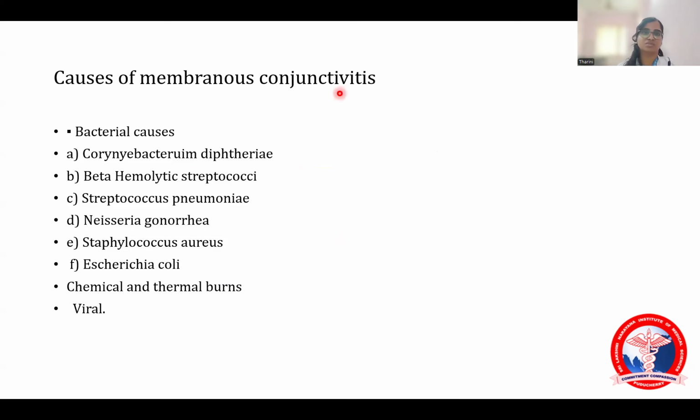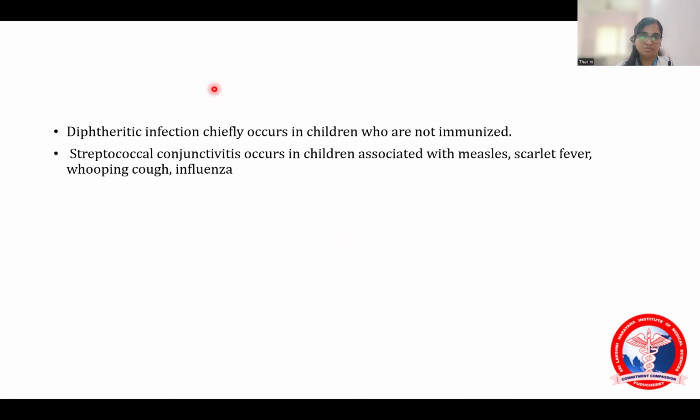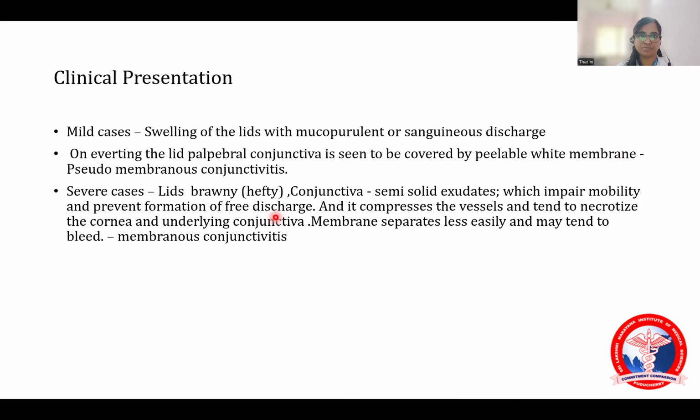Causes of membranous conjunctivitis. Bacterial causes include Corynebacterium diphtheriae, beta hemolytic streptococci, Streptococcus pneumoniae, Neisseria gonorrhoeae, Staph aureus, E. coli, chemical and thermal burns, and viral causes. Diphtheritic infection chiefly occurs in children who are not immunized. Streptococcal conjunctivitis occurs in children associated with measles, scarlet fever, whooping cough, and influenza.